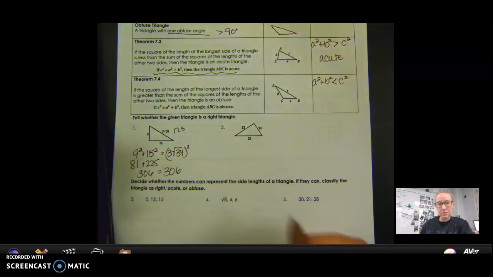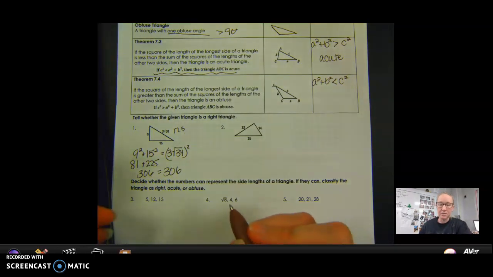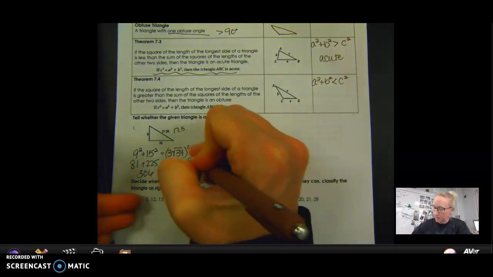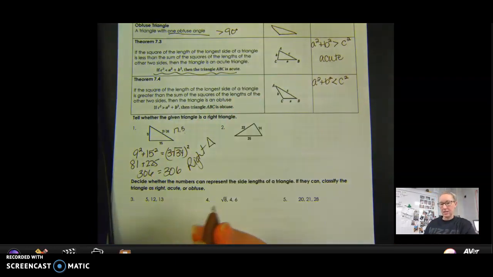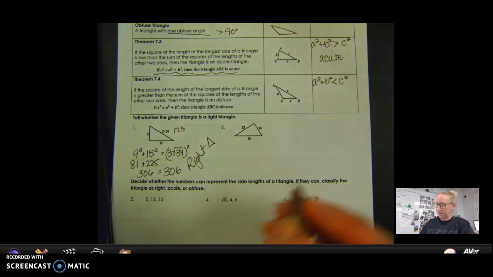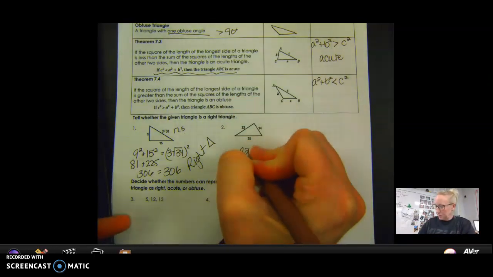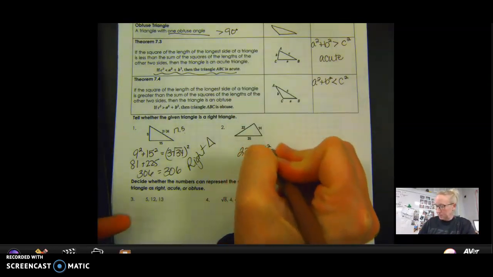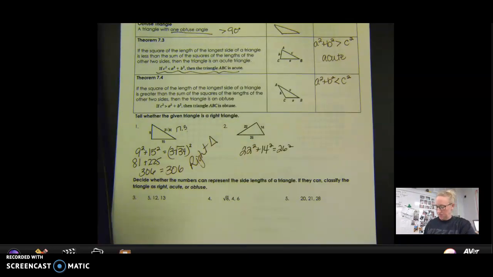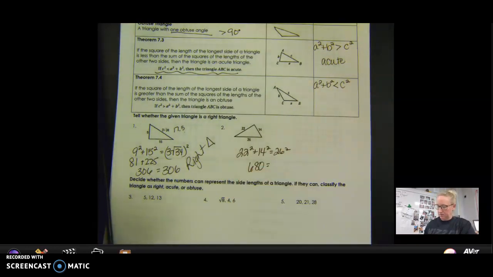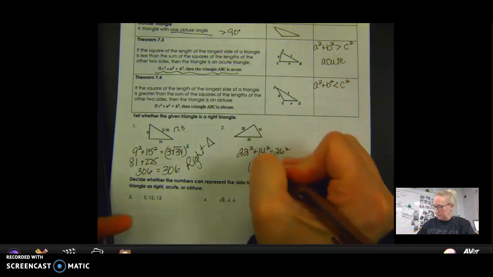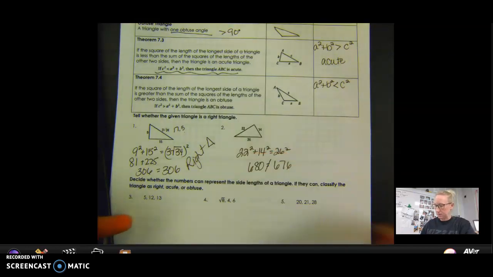So 306 does equal 306, and since a squared plus b squared equals c squared, that makes it a right triangle. Go ahead and pause me and try number 2. When you're done, unpause me and check yourself. So this one, 22 squared plus 14 squared compared to 26 squared. 22 squared plus 14 squared gives me 680. 26 squared is 676. So that is not equal.